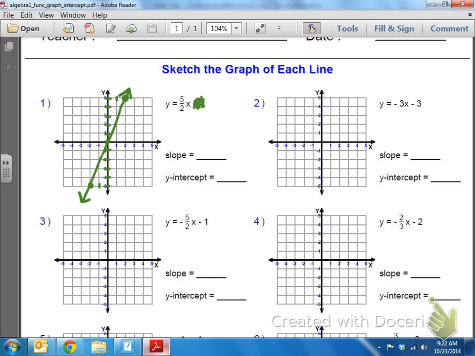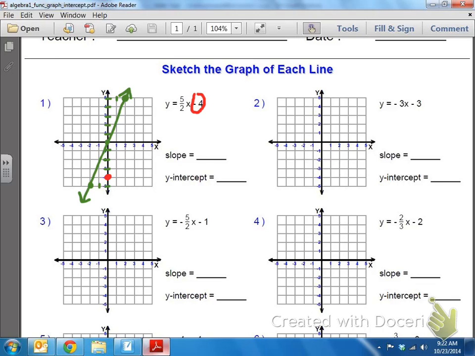Now let me show you what the graph looks like when we include the negative 4. So y equals 5 halves x minus 4. Actually, the graph is going to look very, very similar. Here's the difference. The negative 4 is the initial value of my graph. So rather than starting at 0, I'm actually going to start my graph at negative 4 on the y-axis.